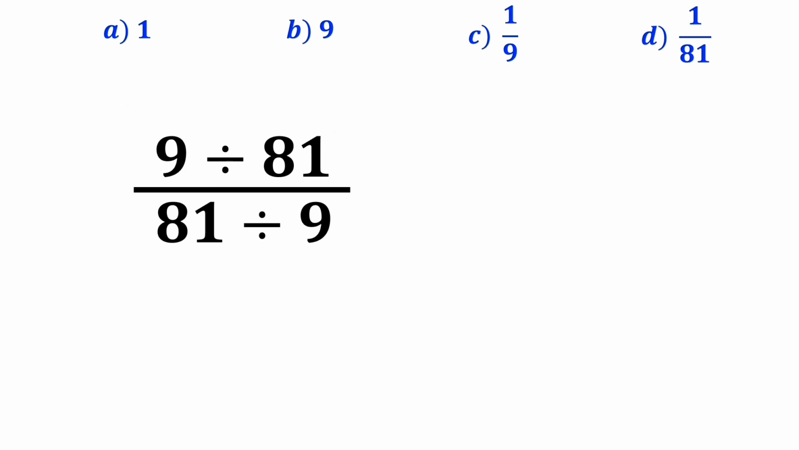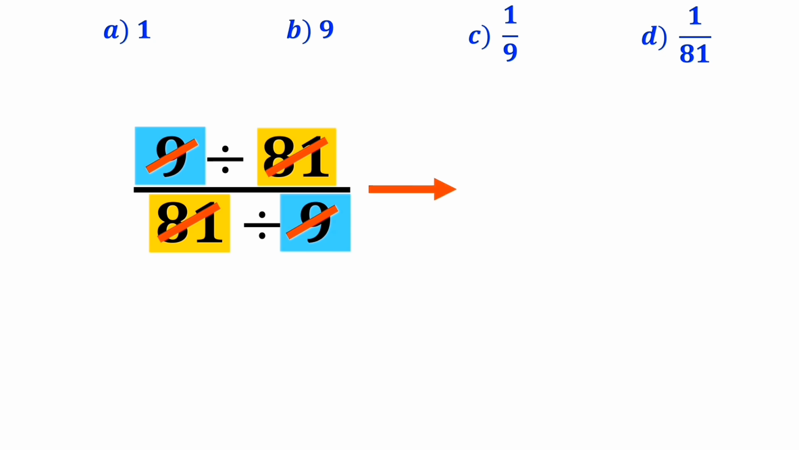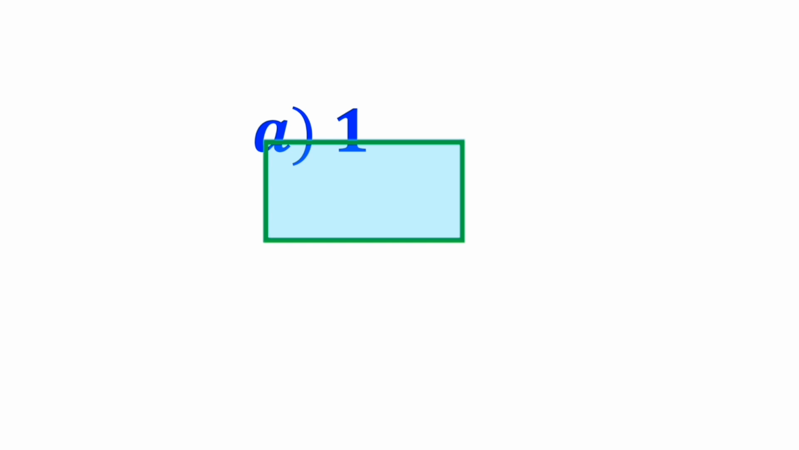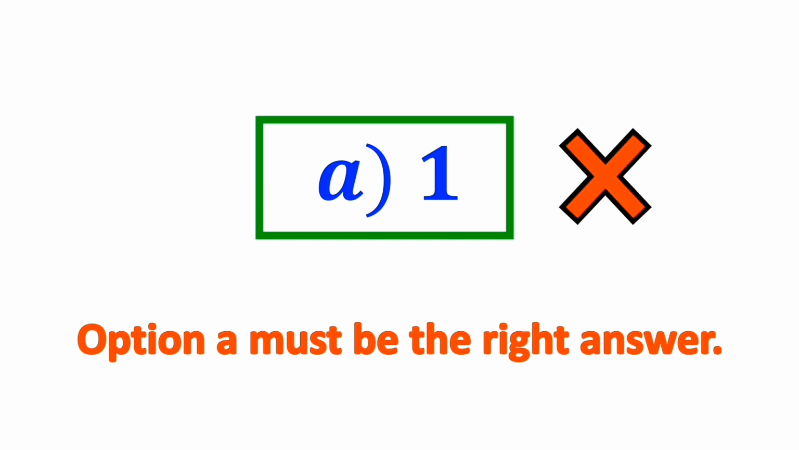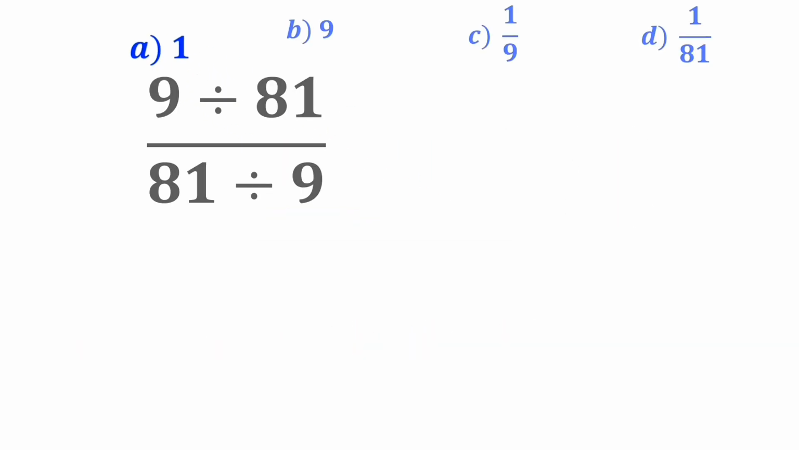Most people, when they first look at this expression, notice the two 9s that I've highlighted in blue and immediately assume they cancel each other out. Then they look at the two 81s and assume those cancel each other out as well. Eventually, they reduce the whole expression to 1 divided by 1, which equals 1. And without thinking twice, they quickly say that option A must be the right answer. But that's actually incorrect. Now let me walk you through the correct way to solve this question.